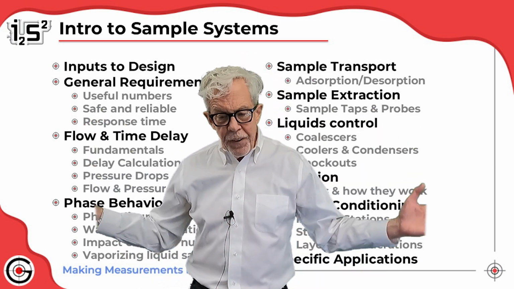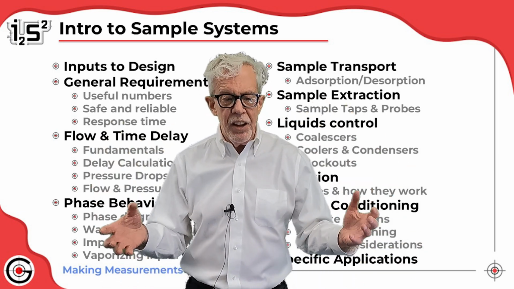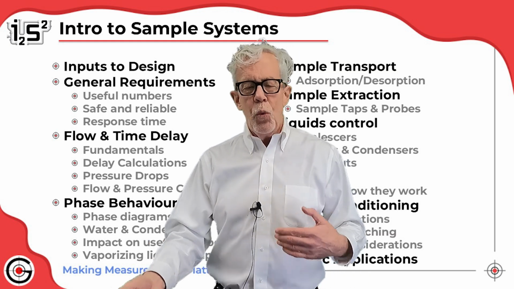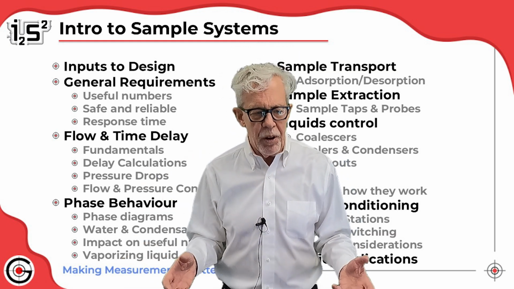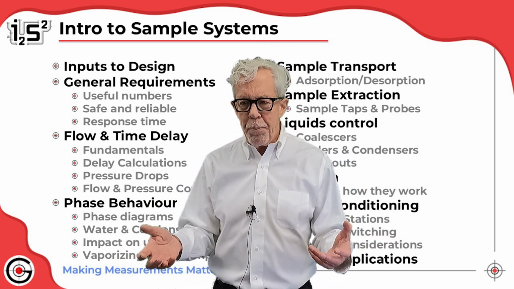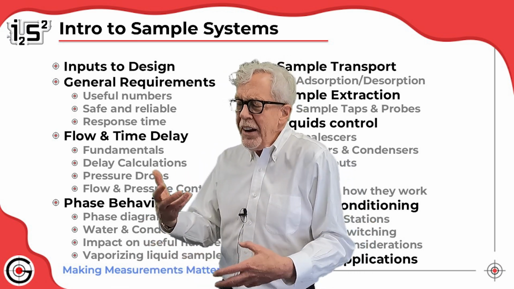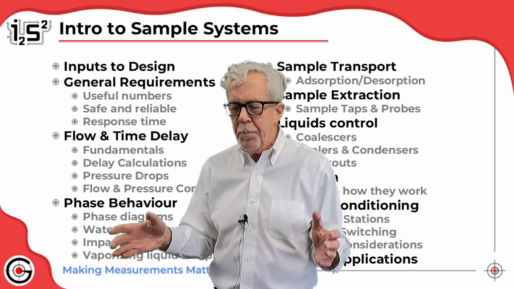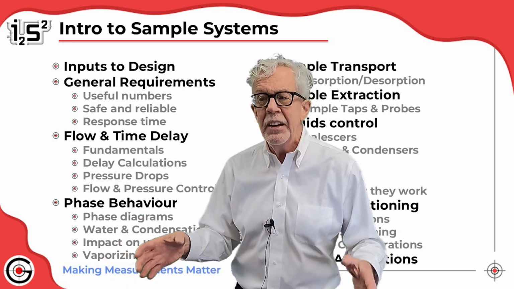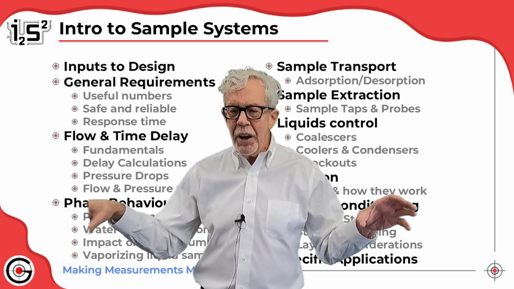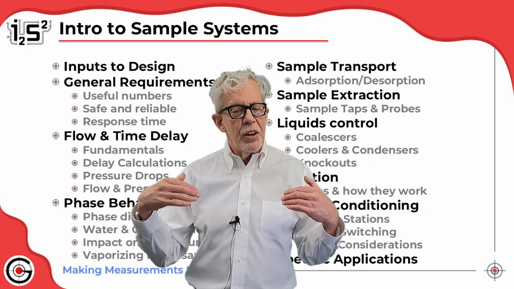So we're going to define first what a sample system really is, and then we're going to start hitting on one of the major requirements, which is to get useful numbers. Some people refer to this as representative sampling, and I'll talk a little bit about that and why I try to avoid that word, because I think it gets overused a little bit, and it has too many different meanings.